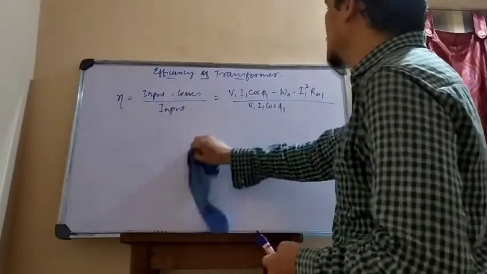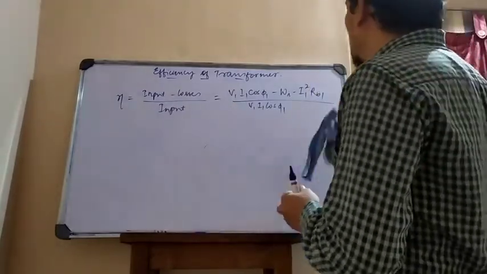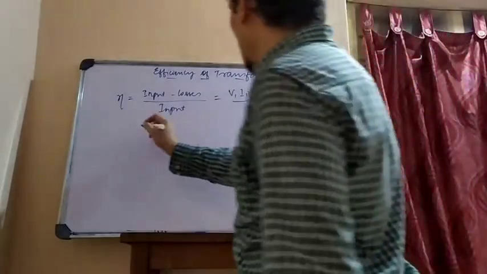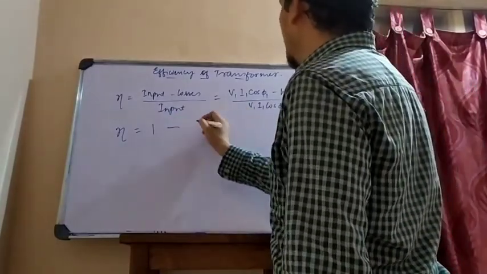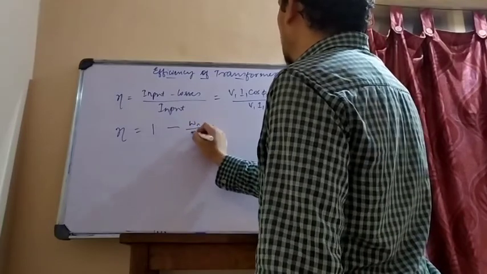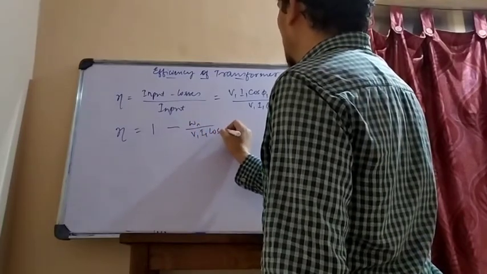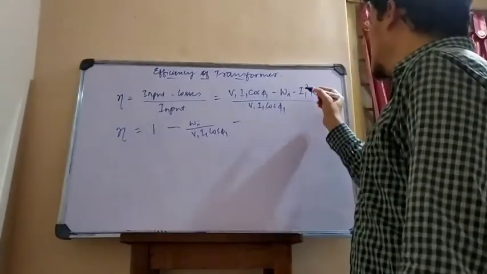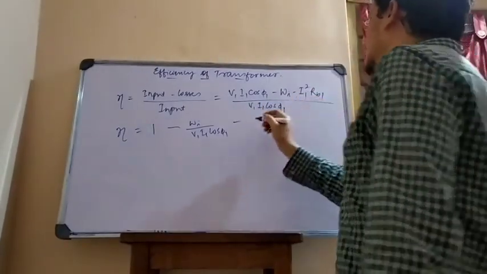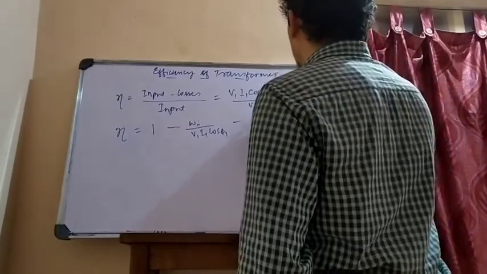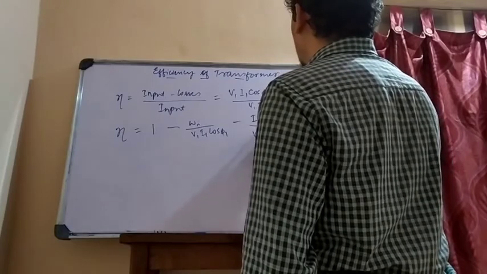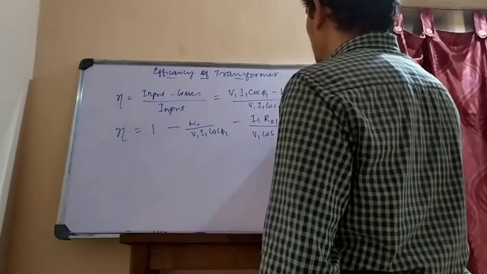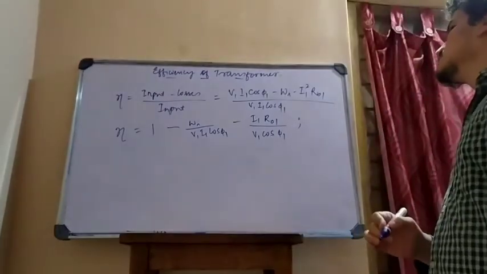Next, divided by input. What is input? V1 I1 cos phi 1. So now it will go like this. This divided by this is 1 minus Wi divided by V1 I1 cos phi 1, minus I1 square divided by I1, which is again I1, into R01 divided by V1 into cos phi 1.